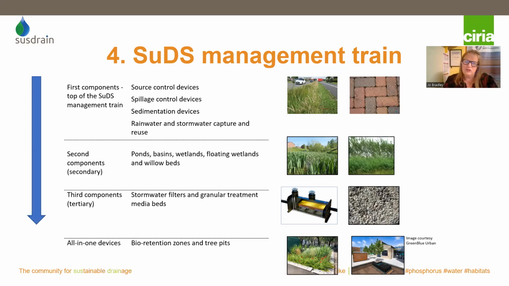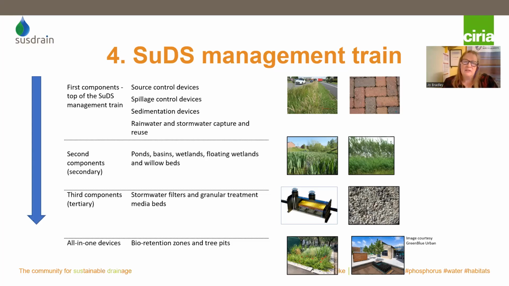Once you've done those source control SuDS as much as possible, then you may have secondary components: ponds, basins, wetlands, floating wetlands, and willow beds. There's another whole presentation in the willow beds bit, but those are the vegetative devices that allow sedimentation and also the uptake of dissolved phosphorus in all that gorgeous vegetation. So they are definitely preferred options for a lot of planning authorities.